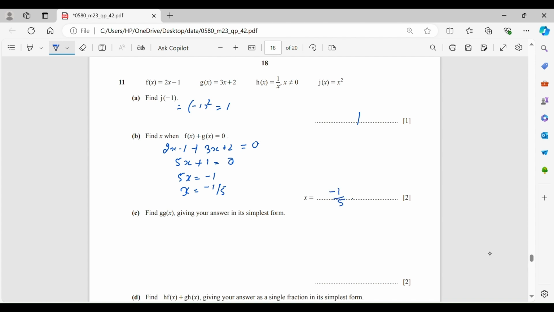Next part, g of g of x, right? Now g of x is 3x plus 2.